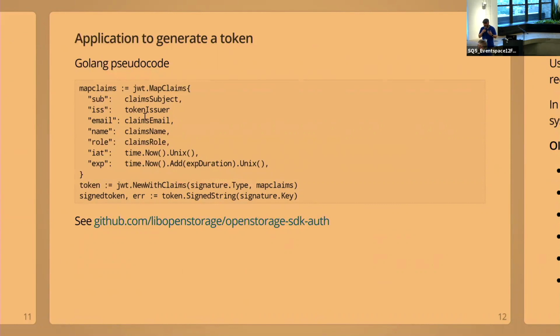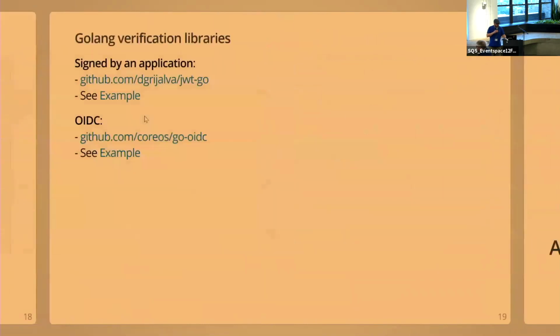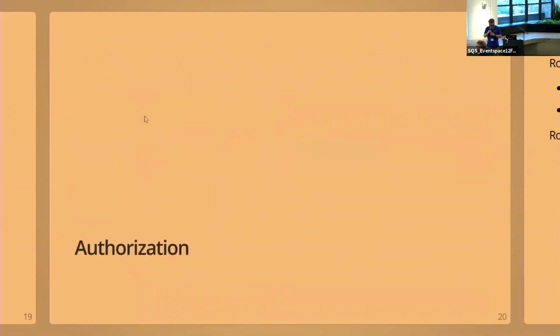When the Portworx system gets started, it is told to only trust the following issuers. So not everybody can just log in with Google or anything like that. You need to be a trusted issuer. A good question. All right, before we go to authorization, any other questions on authentication? All right. Okay.